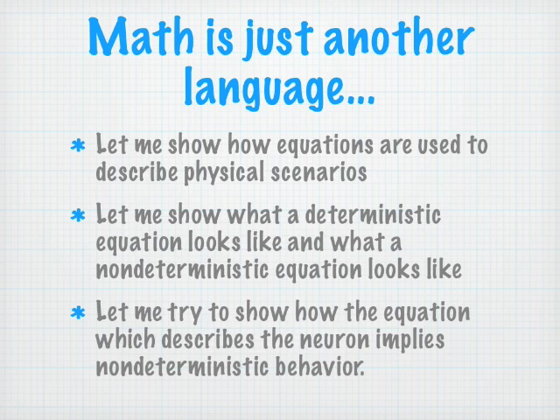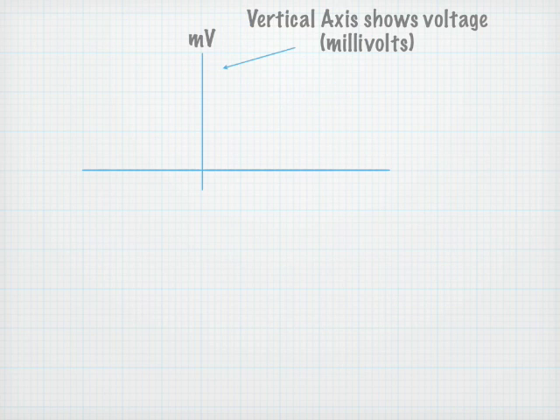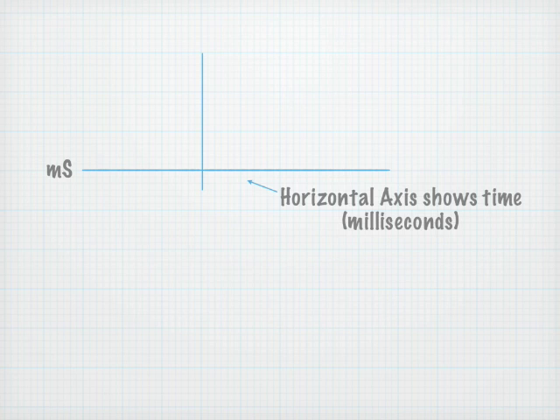Okay, math is just another language. Let me show you how equations can be used to describe physical scenarios. Let me show you what a deterministic equation looks like and what a non-deterministic equation looks like. And let me try to show how the equation which describes the neuron implies non-deterministic behavior. Okay, let's let the vertical axis of the graph show the voltage across the membrane of this neuron. We'll measure it in millivolts, and we'll let the horizontal axis show the time in milliseconds.